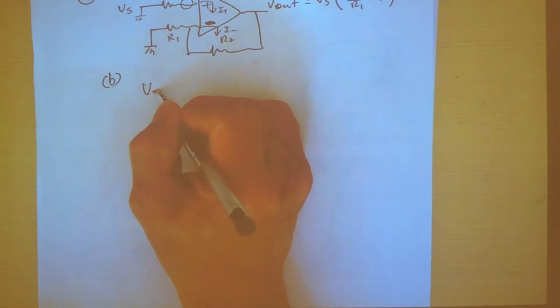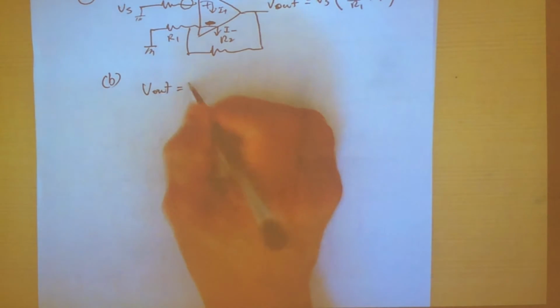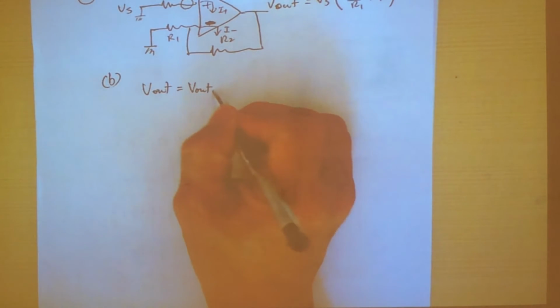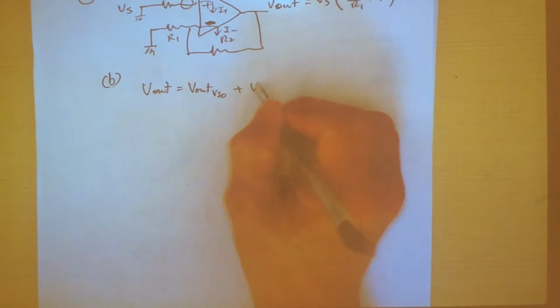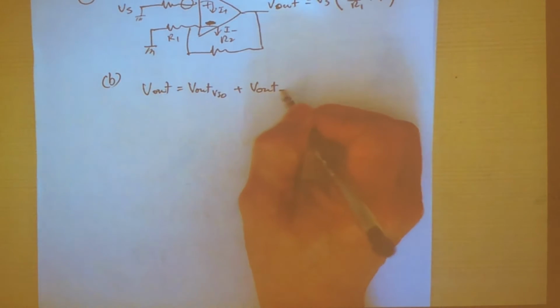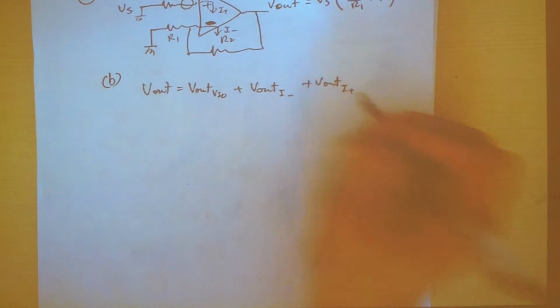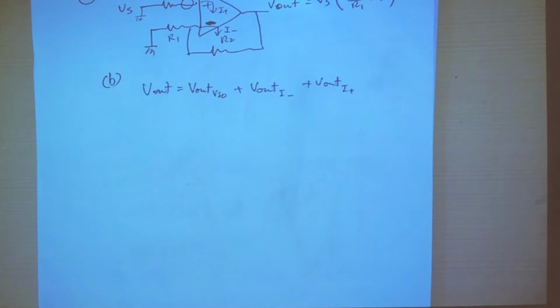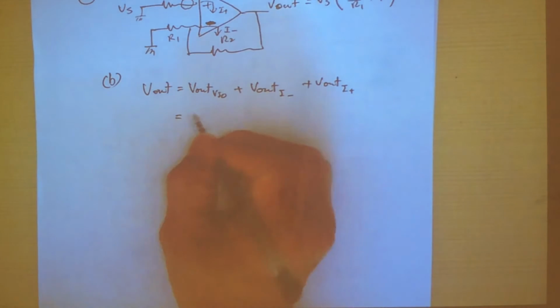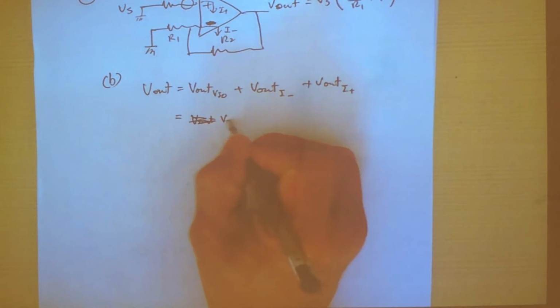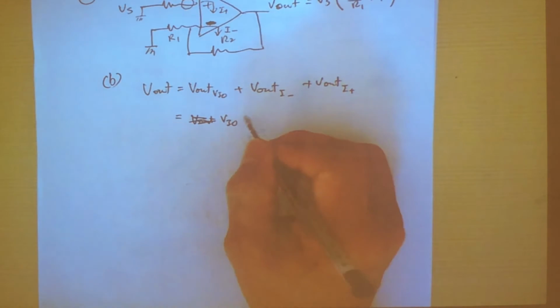So Vout is equal to Vout due to V offset plus Vout due to I minus plus Vout due to I plus. Exactly what we have done in question 1. We're going to do it in question 2 again. So here we evaluate V offset. V offset goes to the output, V offset multiplied by the non-inverting gain R2 over R1 plus 1.